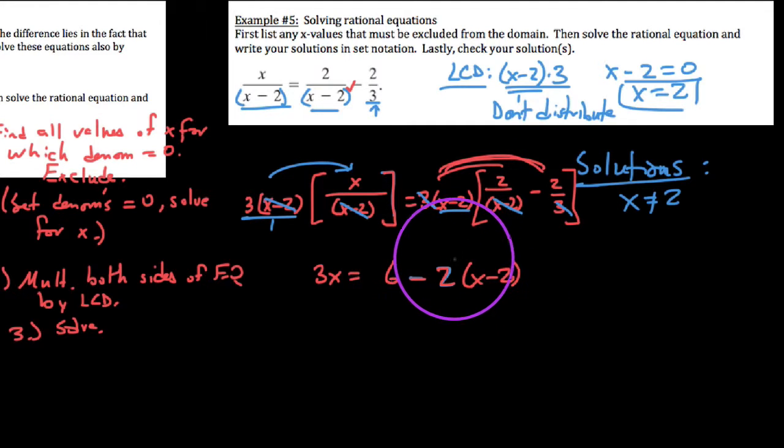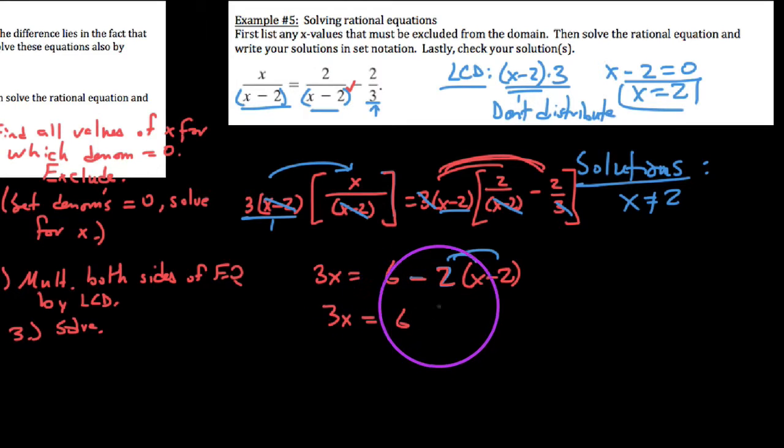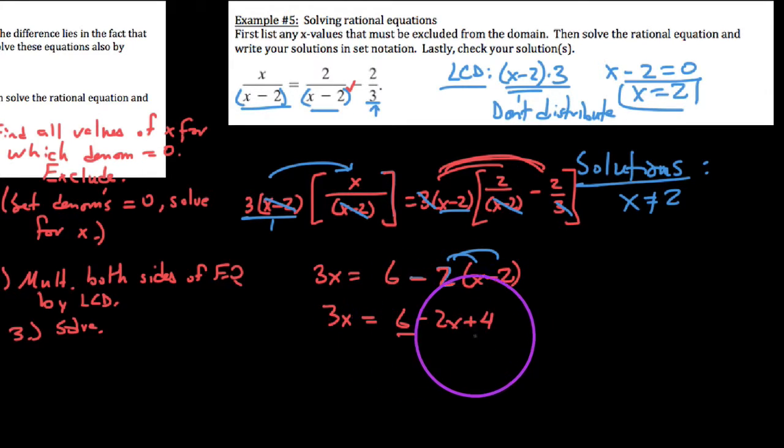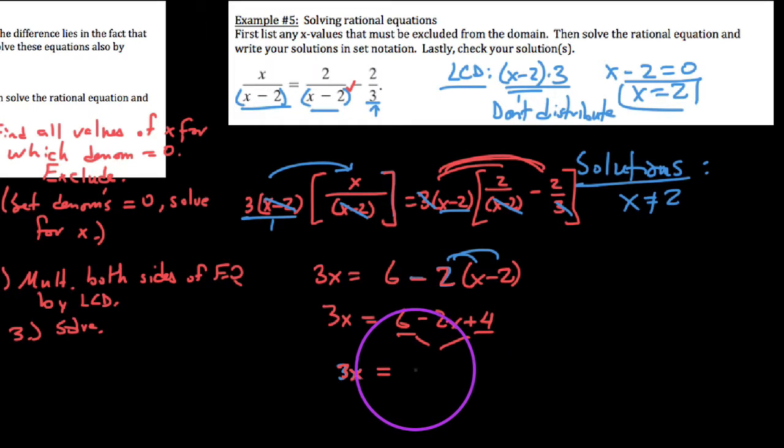So now to solve this equation, just as we do with a normal equation, we'll simplify both sides first. So we get 6, we get a negative 2x and a positive 4. We'll combine like terms here. As far as the constants are concerned, we get a positive 6 and a positive 4 is a 10. So negative 2x plus 10.